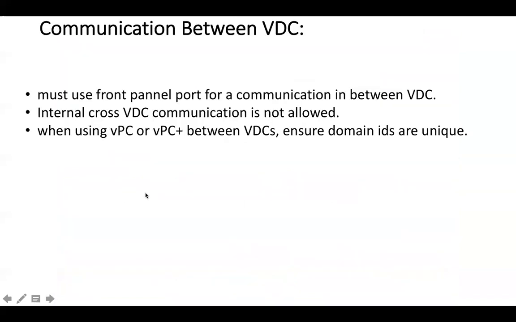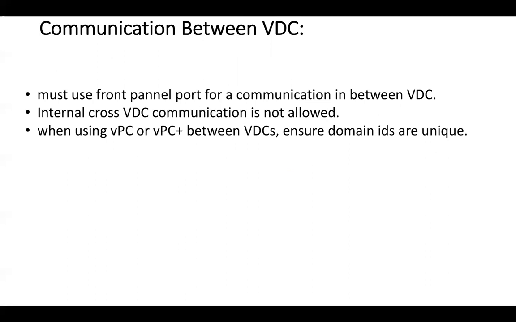Okay, now inter-VDC communication. Let's say I have one Nexus box and I have created VDC 1, 2, 3. How are they going to communicate with each other? So there is no internal cross-VDC communication. Okay, we need front panel connectivity to communicate between VDCs. I mean to say, I have to lay a cable from VDC 2 ports to VDC 3 whenever I want communication between VDC 2 and 3.